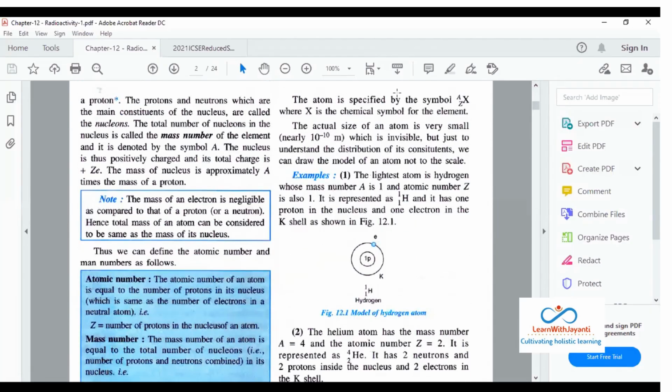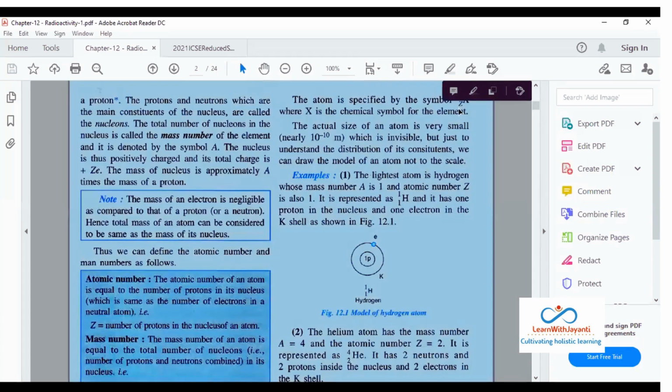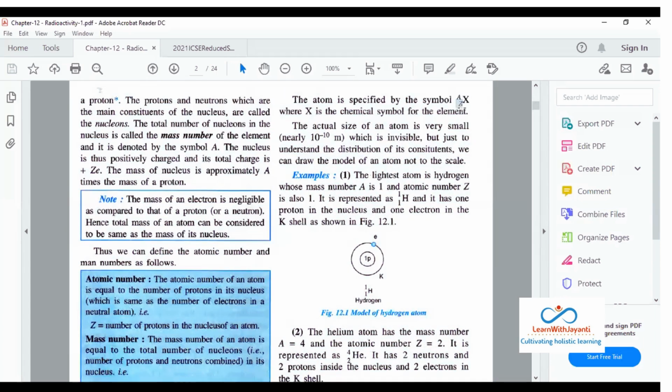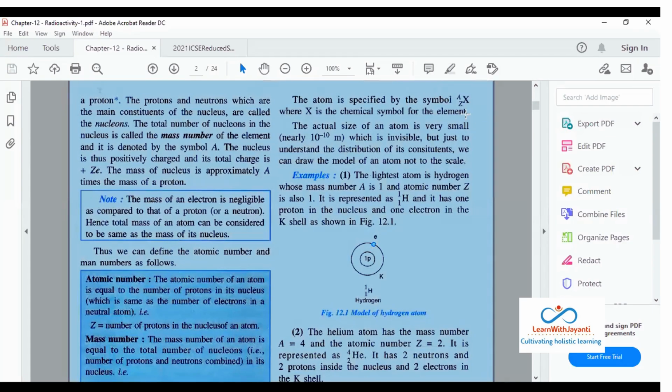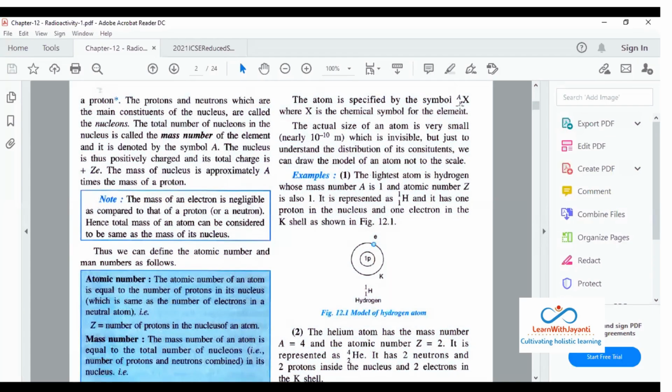Okay, so how do you represent the atom? See how you write it. X is your atom symbol. You write Z down below and the atomic mass A up above. And X is the symbol for the element, whichever element they are asking about. The actual size of an atom is very small, 10 raised to minus 10 meter, which is invisible. But just to understand, we can draw the model of an atom, not to scale.